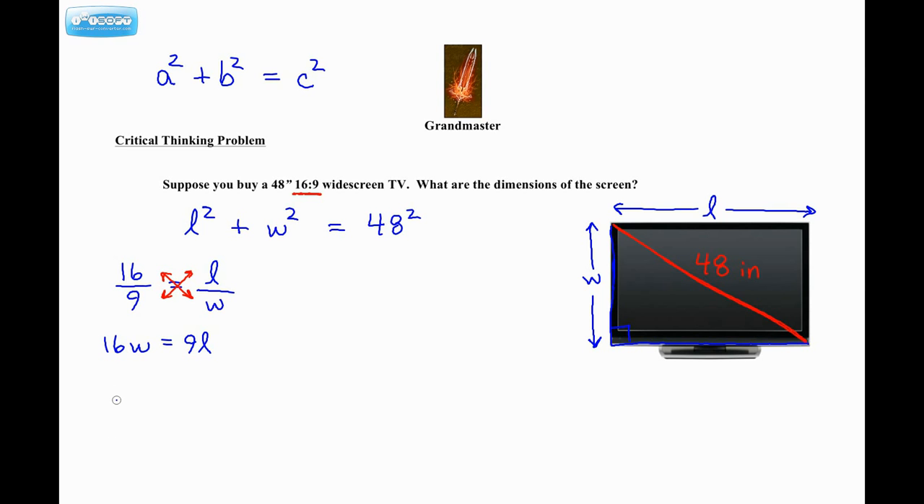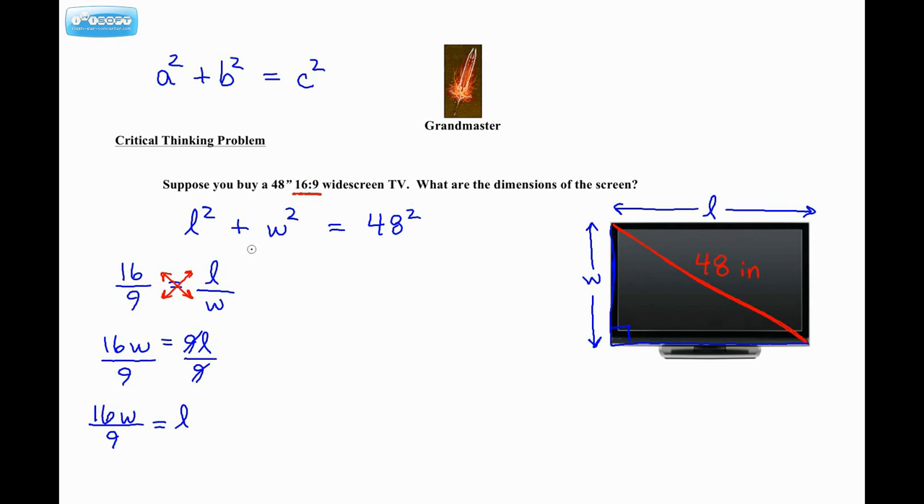Now what I'm going to do next is something just like we did in solving systems of linear equations using the substitution method. I'm going to solve for one of these variables. It doesn't matter which one, but I'm going to solve for L. So I'm simply going to divide by 9, so these cancel, and I end up with 16w over 9 is equal to L. How does this help us? Well, this is a relationship between W and L that we can now apply to this equation right here.